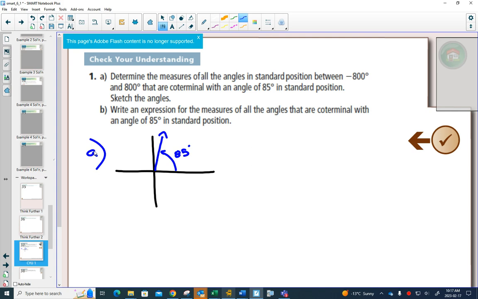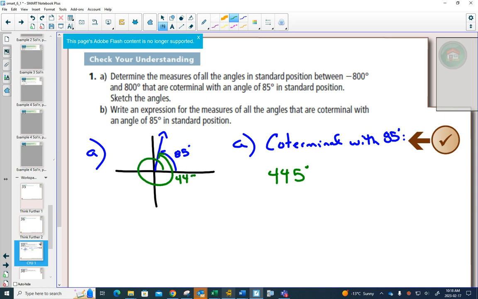In part A, we have to list all of the angles coterminal with 85 degrees. So I could go to my calculator, I could do 85, and I could add 360 degrees to that, and that will give me 445 degrees. What would 445 degrees look like?